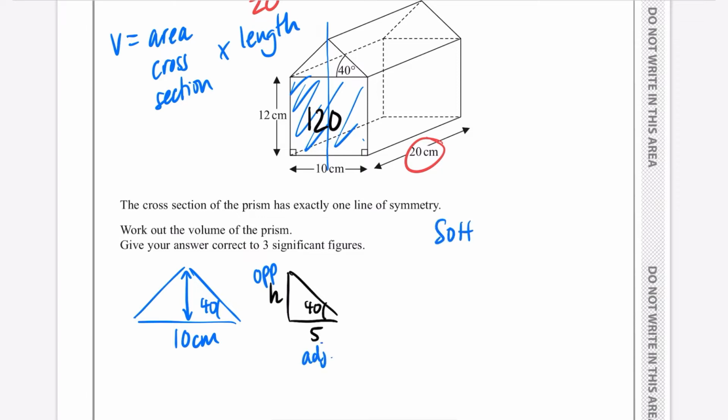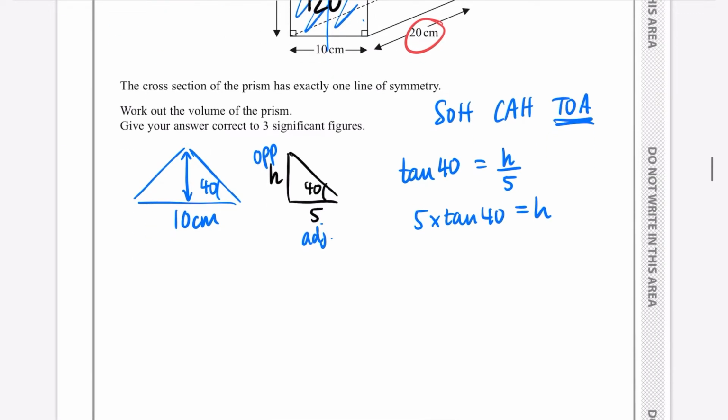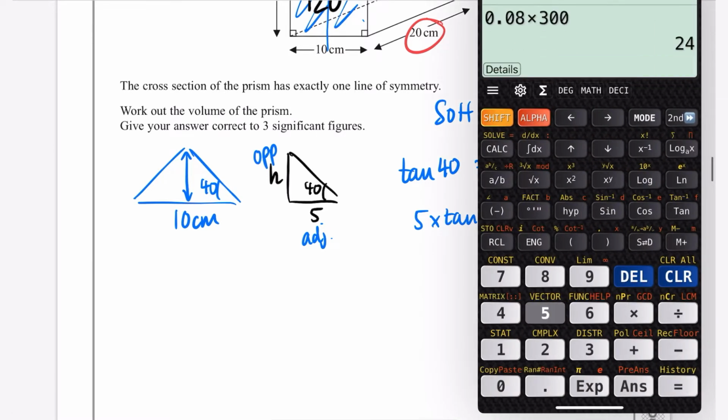And out of SOH CAH TOA, the one that uses the opposite and the adjacent is TOA. So I'm going to say that the tan of 40, the tan of the angle, is the opposite, which is the height, divided by the adjacent, which is 5. So I'm going to do 5 multiplied by tan 40, and that's going to tell me the height of that triangle that we've got there. So 5 multiplied by tan 40 is 4.195.